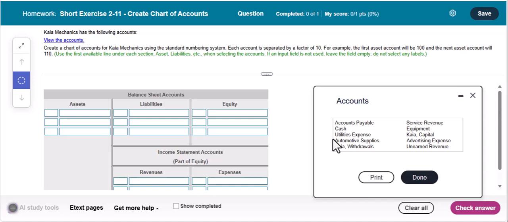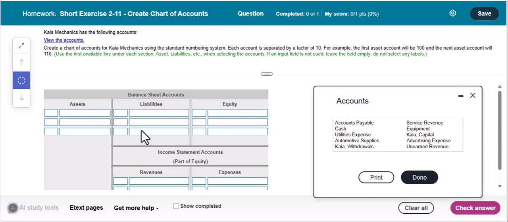And the reason they try to leave numbers in between is in case later you have to add accounts in between them. For example, the first asset account will be 100 and the next asset will be 110, which would mean the next one is 120. So use the first available line under each section, asset, liabilities, etc. when selecting the accounts. If an input field is not used, leave the field empty. Do not select any labels. In other words, when we're doing our liabilities, don't put the first liability here on the second line.